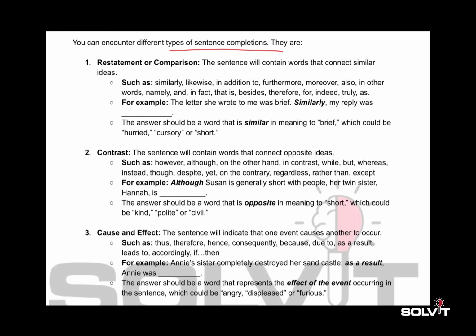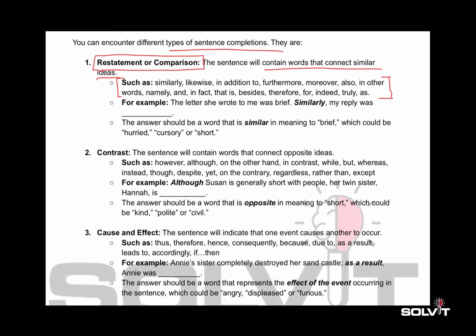Like I said, she is obedient and respectful towards her elders. So what did I do? I restated something, or I built upon my previous idea. So basically, this sentence will contain words that connect similar ideas. Now, these are the words you have to look for. These are the words that will tell you whether a sentence is a restatement or not, or a comparison or not. Now, restatement or comparison is exactly the same thing.